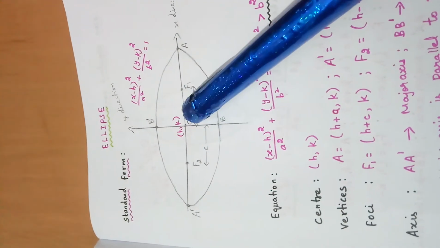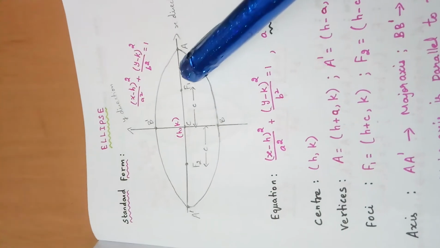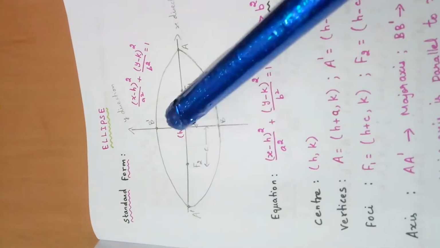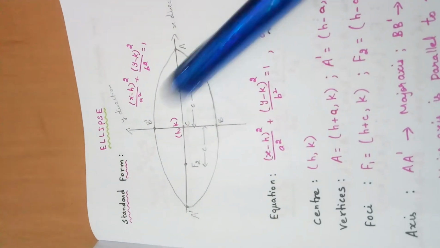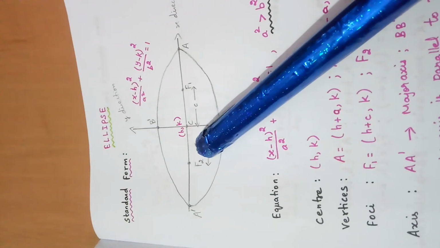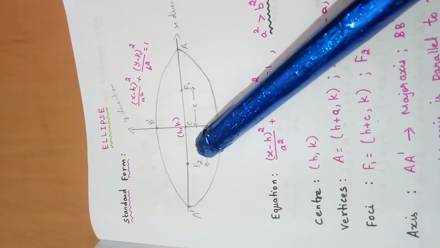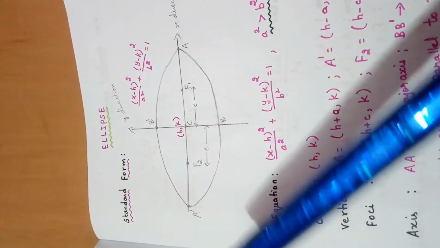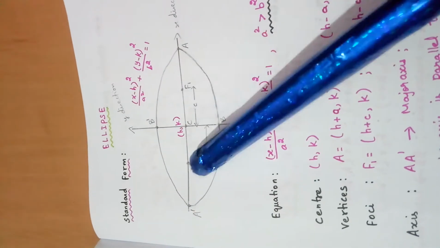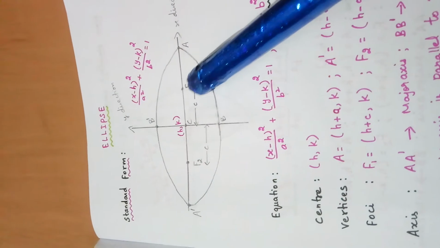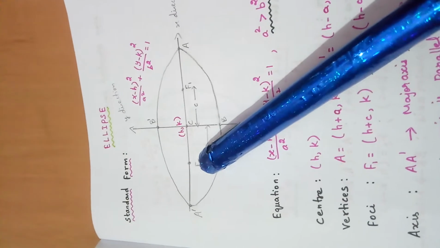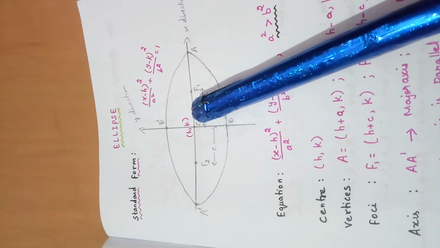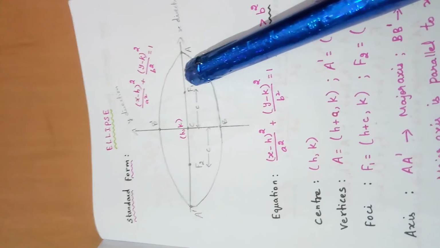Now C is called what? Center. I have given two more notations here, F1 and F2. They are called focus, focus 1 and focus 2. So plural, two foci are there for an ellipse. In the previous classes when we discussed parabola, we had only one focus. Here we have two foci, focus 1 and focus 2.